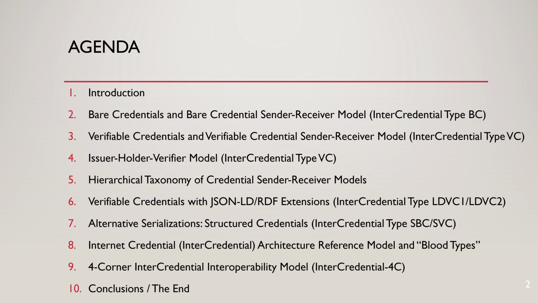And once we've seen those first three, the bare credential model, the verifiable credential model, and the issuer-holder verifier model, we start to see a bit of a hierarchical taxonomy of credential sender-receiver models. So we're going to cover that off in step 5. Then we're going to look at two more variations or extensions of the intercredential model. We're going to look at verifiable credentials that have JSON-LD RDF extensions.